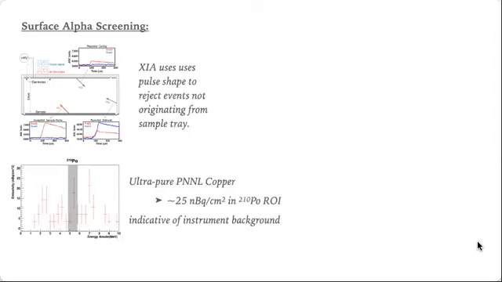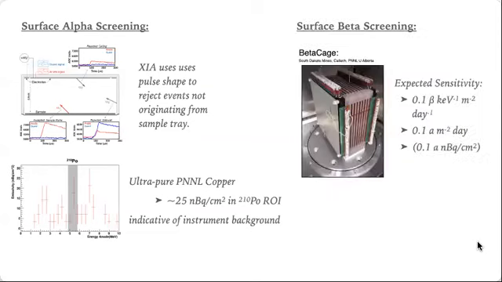Alpha surface screening: essentially here you put your sample into the bottom of a system, and then you look for alpha particles in the system. It's almost like a wire chamber, but it's not wires, it's gas in it. And by using pulse shape discrimination, you can tell whether your alpha particle came from your sample or whether it came from the wall of the machine. And so this can measure alpha particles at the level of about 25 nanobecquerels per centimeter squared. So this is looking at surfaces, not volumes. And that's about where the instrument background is for that.